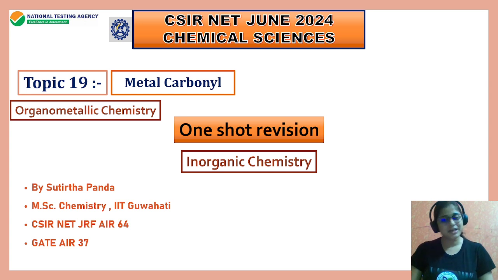So this is my topic number 19, and for topic number 19 I have chosen metal carbonyl. This is an important topic from organometallic chemistry. I have previously uploaded one video from organometallic chemistry that was the basics of organometallic chemistry and the 18 electron rule. Okay, so we know what organometallic chemistry is, where the metal and carbon bond is present. So among the organometallic compounds, metal carbonyl is an important compound.